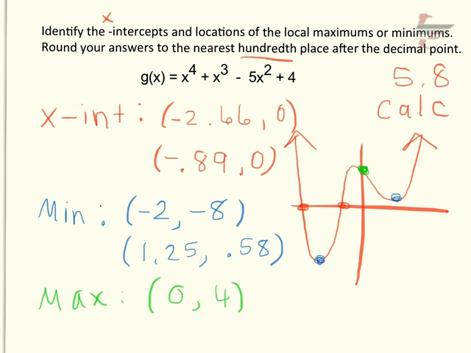Alright, these are the answers, so you can double check. The x-intercepts, you had two of them, and they were at negative 2.66 and negative 0.89, rounded to the hundredth. There were two minimums. This one was negative 2, negative 8, and this one was 1.25 and 0.58. And then the maximum in the green here was 0.4, and on my calculator this said like 7 point something e to the negative 7th. Well, that's pretty close to 0, so I just rounded that to 0, of course.